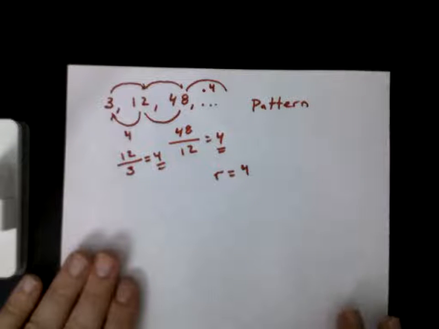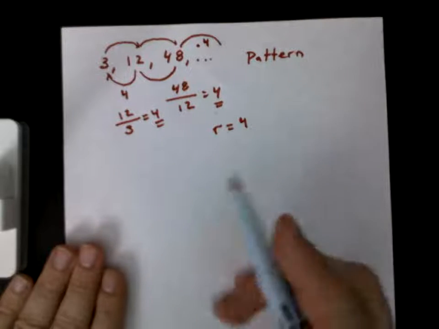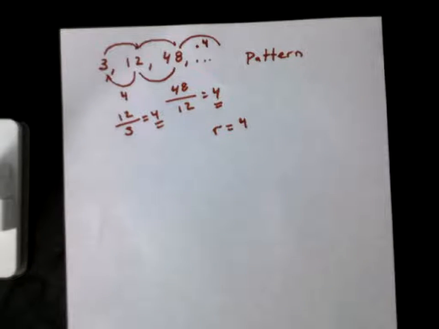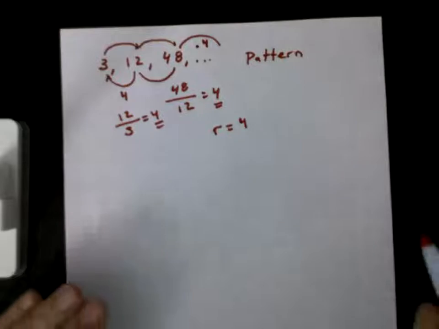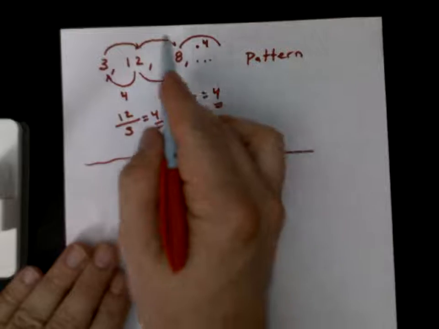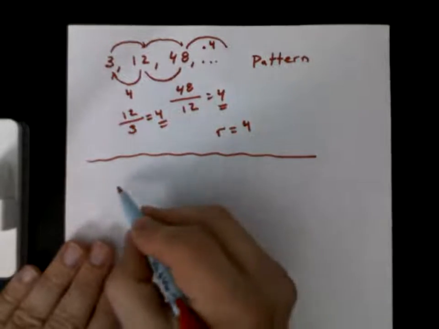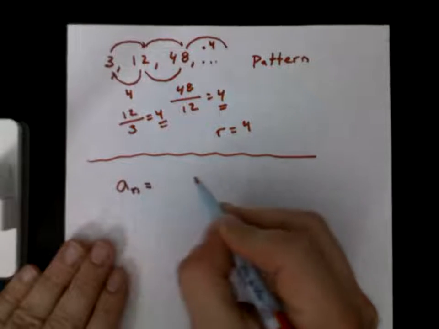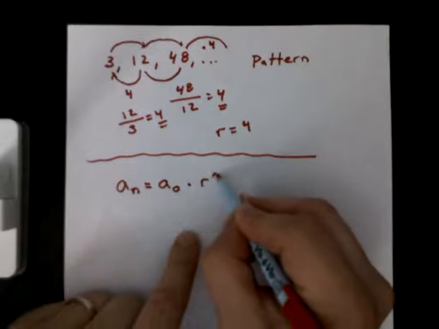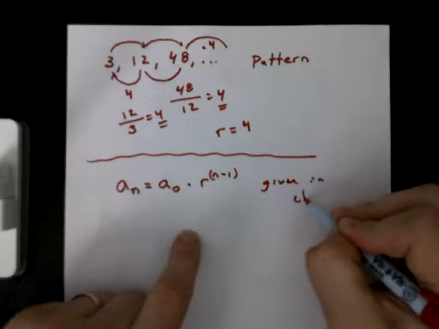One thing I want to make sure that we know about is this. Some of you were trying to look at that formula that I gave to you in class, and I want to make a little correction. I want to continue this pattern here, but we're going to manipulate this a little bit. What I gave you in class was a sub 0 times r to the n minus 1. This was given in class.